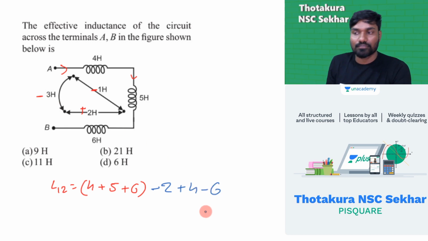Now, minus 1 into 2, 2, plus 2 into 2, that is 4, minus 2 into 3, that is 6. So this is minus 2, minus 8, minus 4, you will get 11 Henry. 11 Henry is answer C.